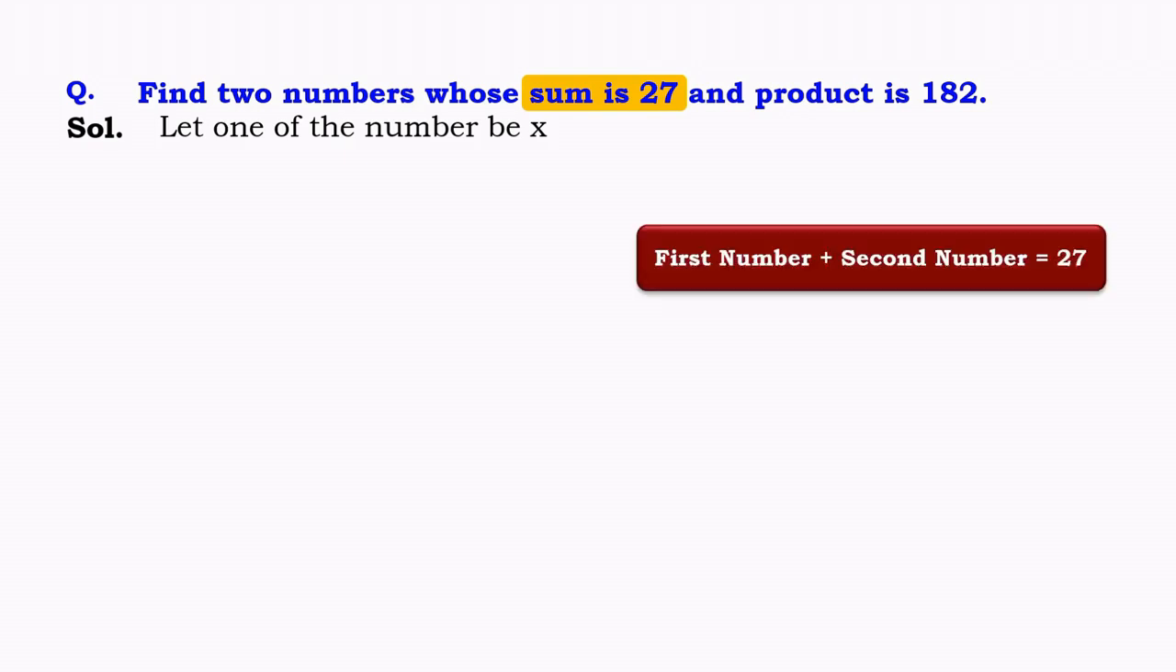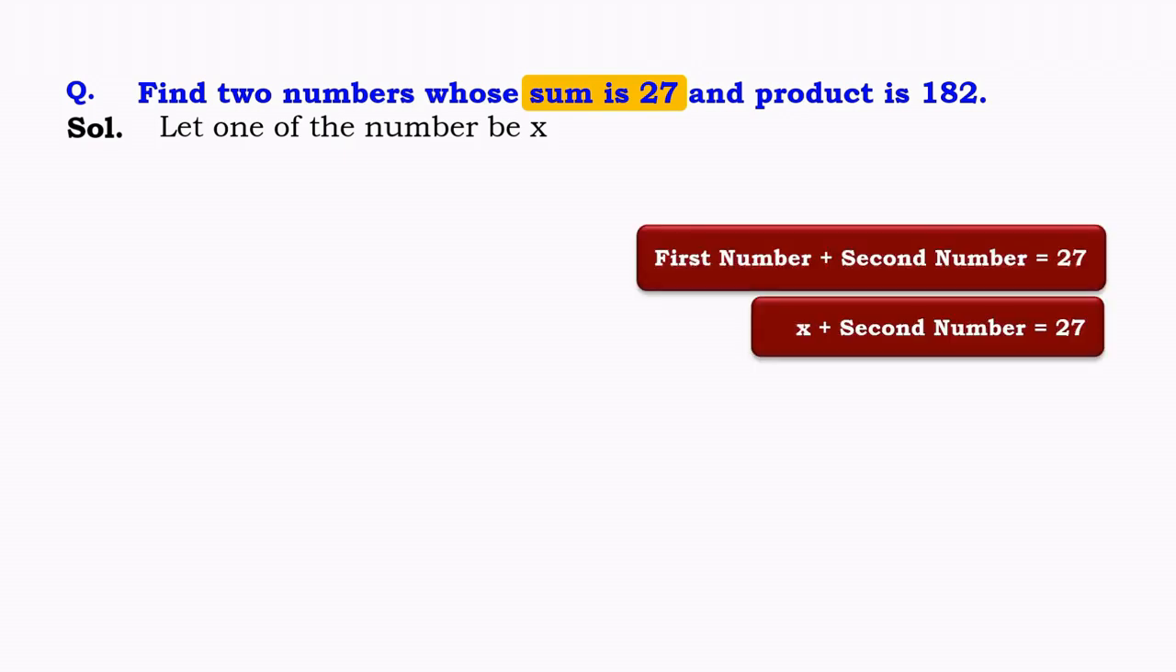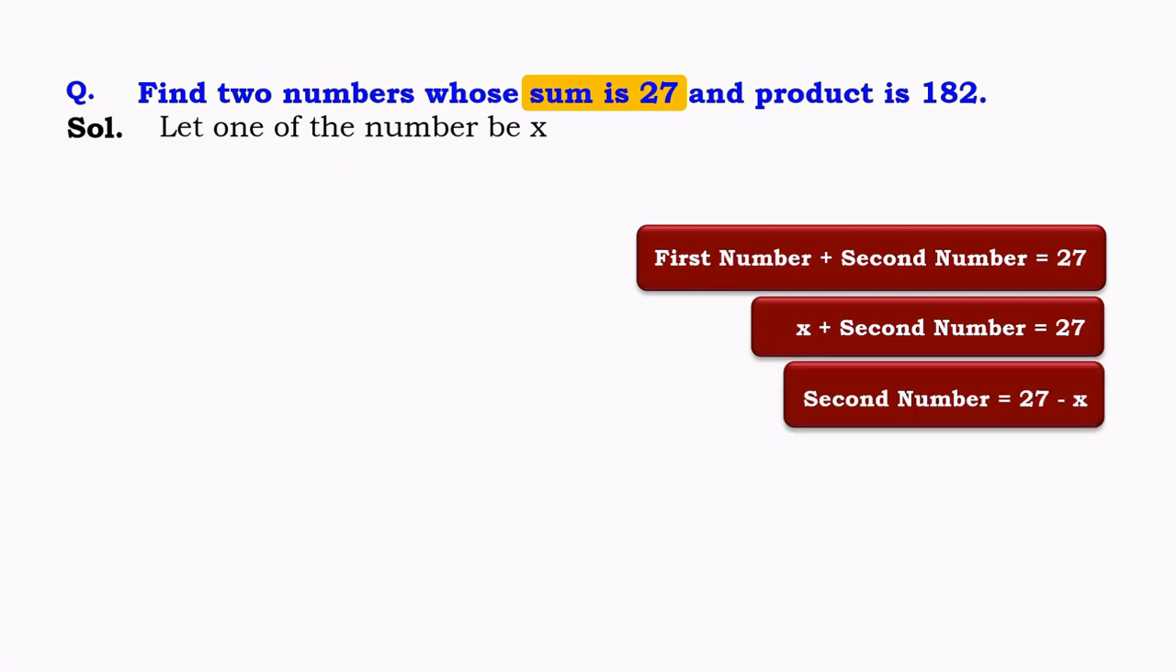We are given that the sum of the two numbers is 27. Therefore, first number plus second number equals 27. Substituting the first number as x, we get x plus second number equals 27. So, the second number becomes 27 minus x.